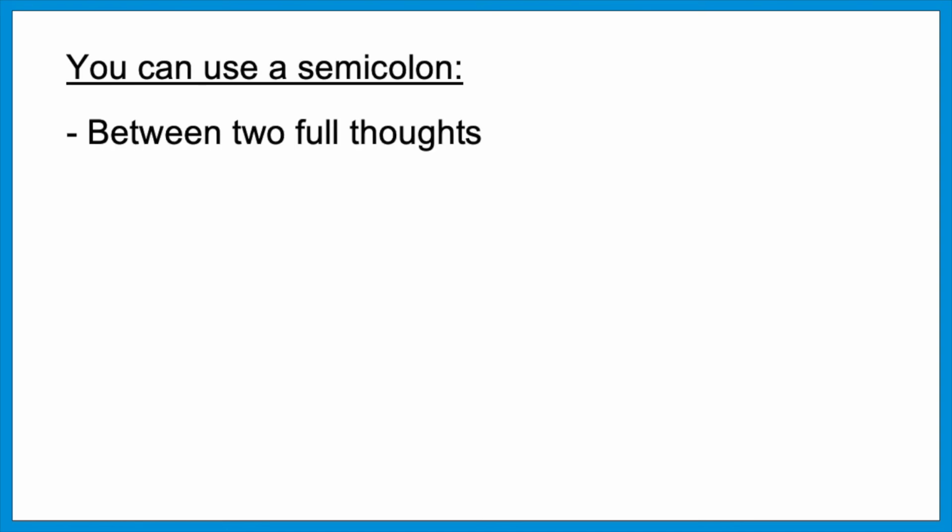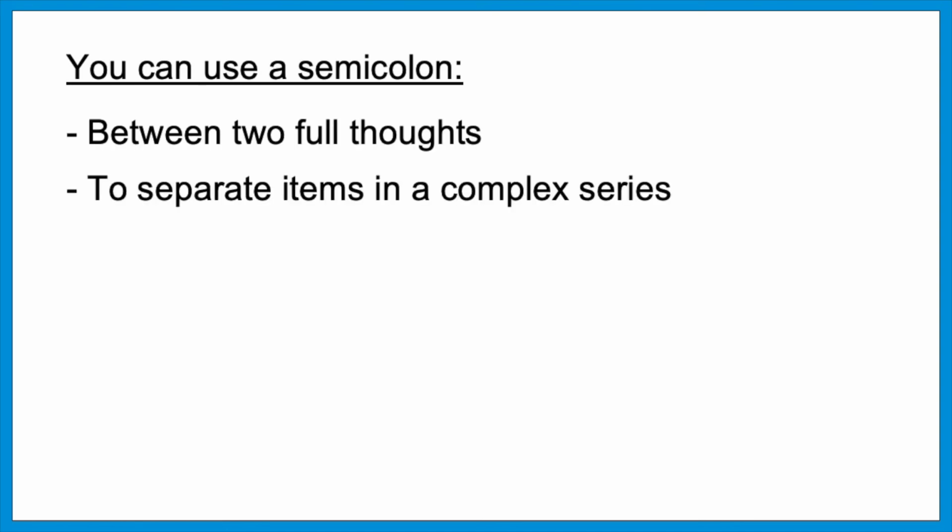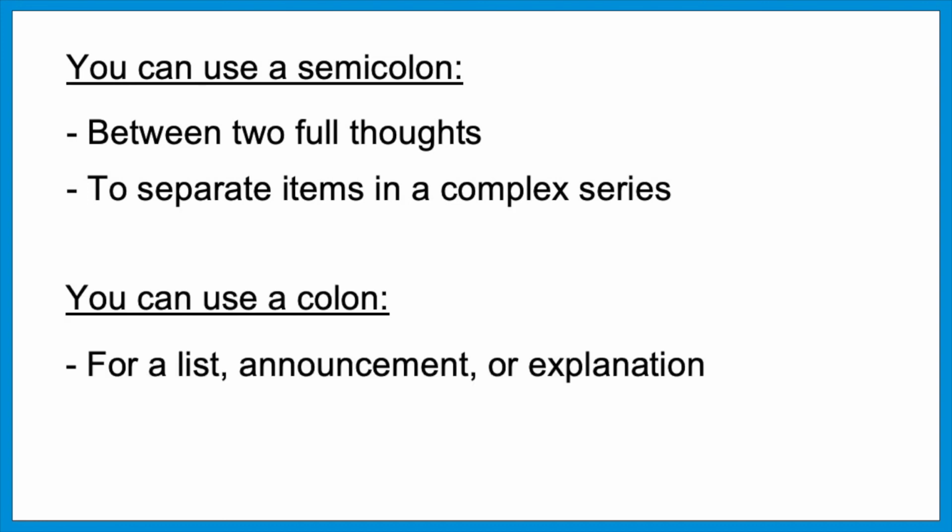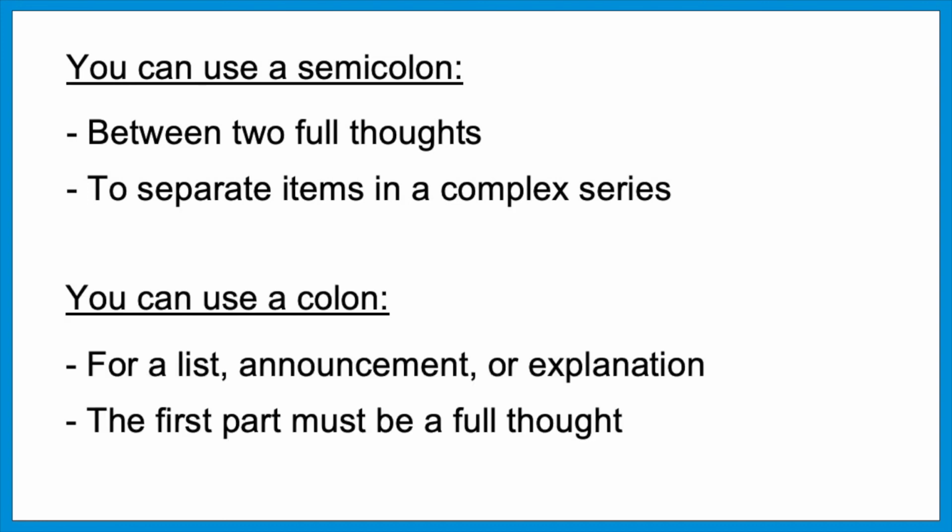So just to recap, you can use a semicolon between two full thoughts or to separate items in a complex series. That first way is much more popular on the test, but once in a while, keep an eye out for that second one. And you could use a colon for a list, an announcement, or an explanation, but that first part has to be a full thought. The second part doesn't matter. Again, the big question you always want to keep in mind for a colon or a semicolon is whether or not you have full thoughts.